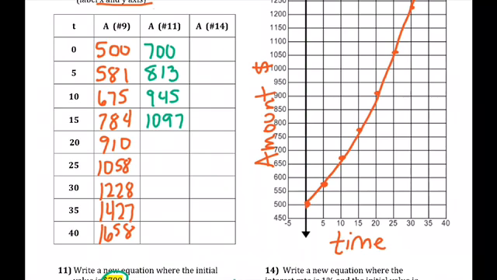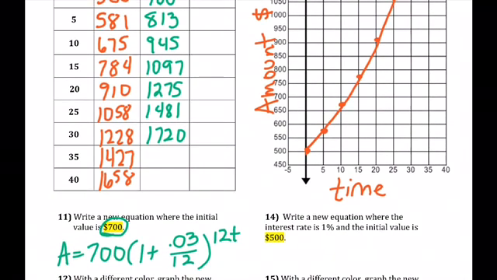Okay, rounding to the nearest dollar, we're going to have $8.13 for 5 years, $9.45 for 10 years, $10.97 for 15 years, $12.75 for 20 years, $14.81 for 25 years, $17.20 rounded to the nearest dollar for 30 years. And then for 35 years, we're going to have $19.98. And then for 40 years, we will be at $2,321.